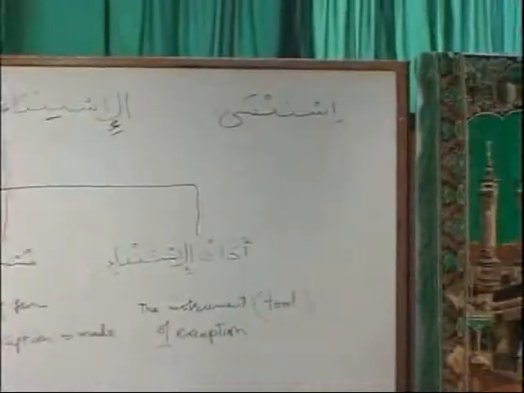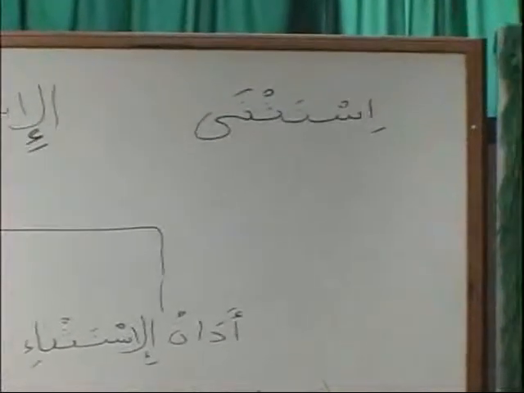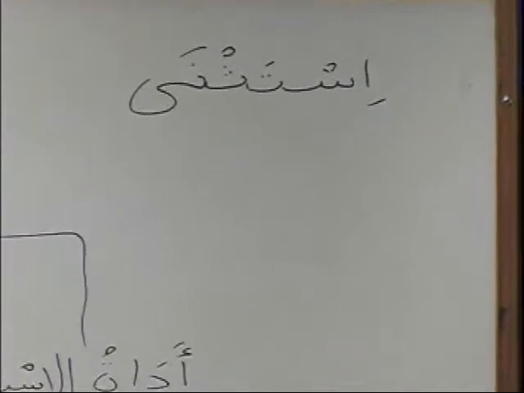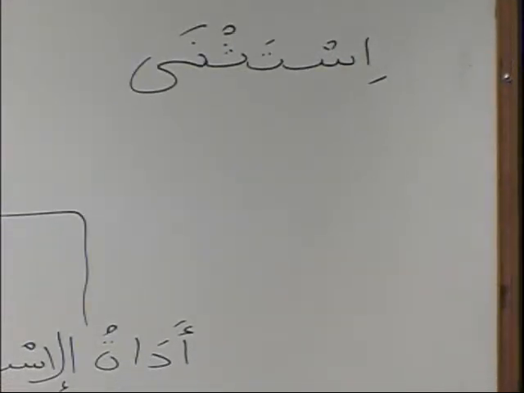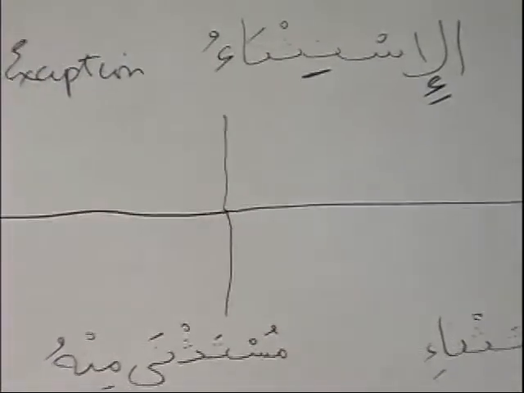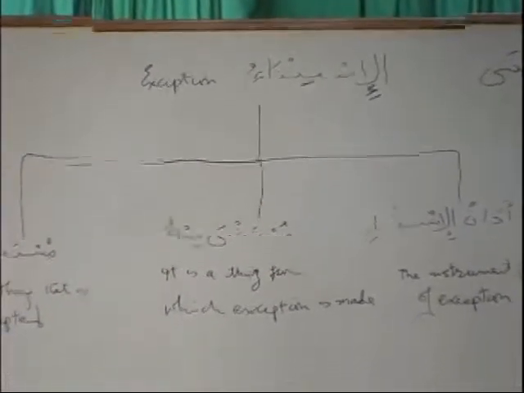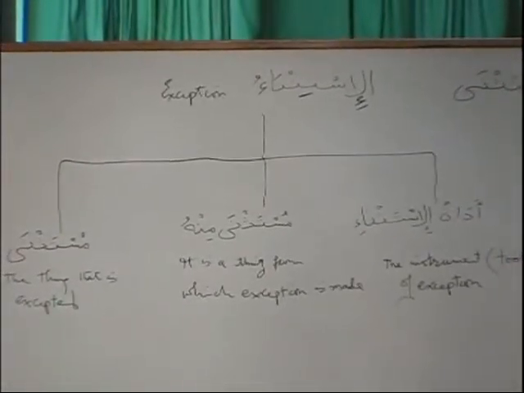And then figure out if the mustathna is of the same kind as mustathna minhu. Remember, mustathna minhu and mustathna are of the same kind. Then the istithna is called muttasil. What is it called? Muttasil. What is the meaning of muttasil? It means there is a sentence in which there is a mustathna minhu and a mustathna and they are of the same kind. Okay, fine. In the above example, Khalid is a student.